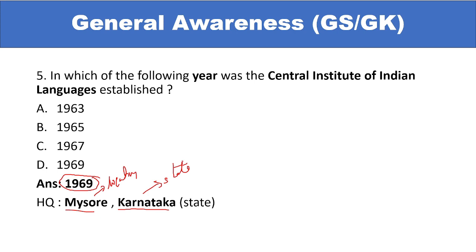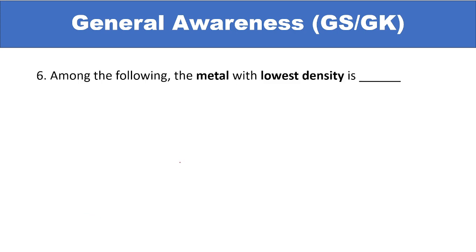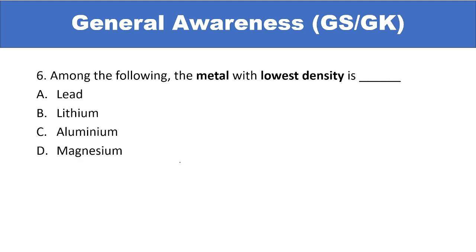Is this clear? Next. Among the following, the metal with lowest density is: lead, lithium, aluminium, or magnesium. So, every day you are using this metal. Where? In cell phones. The answer is lithium. Lithium is the lowest density among these metals.